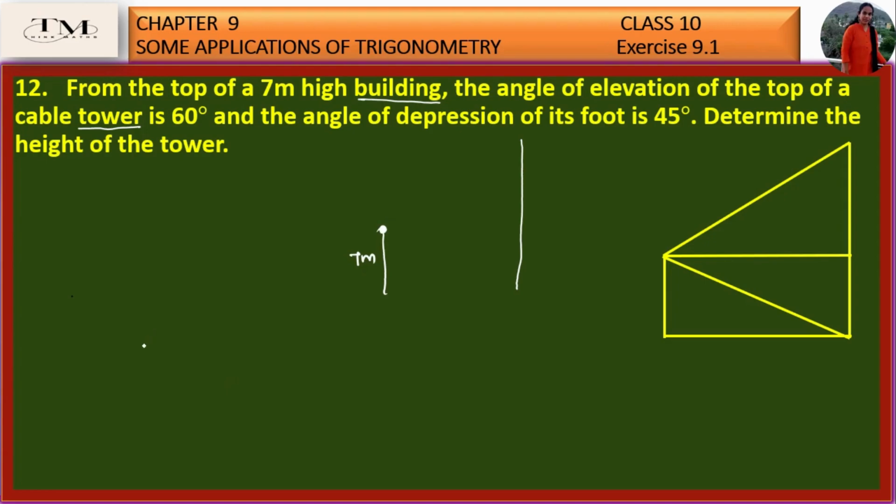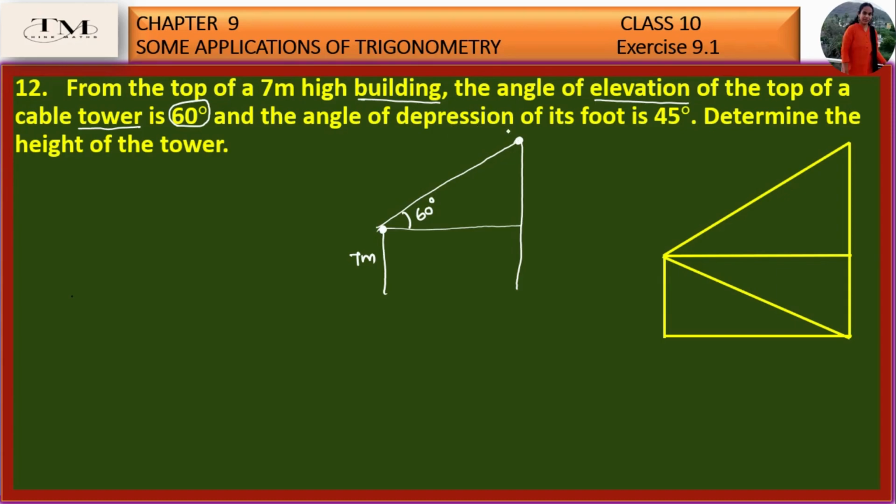From the top, the angle of elevation of the top of a cable tower. So from the top to the top of the tower is 60 degree. So it is angle of elevation. So elevation, the horizontal line will be below. So this angle of elevation is given as 60 degree. So this part is over.